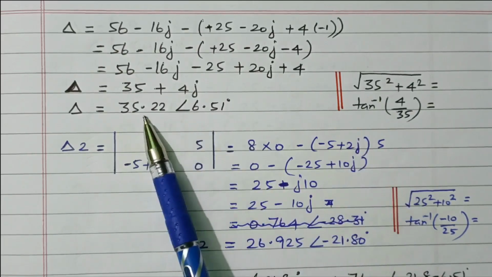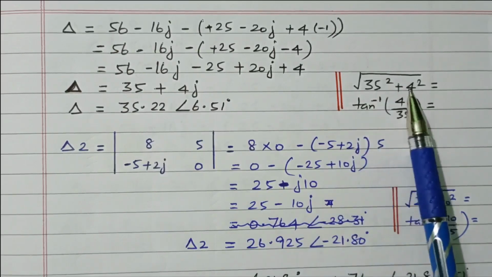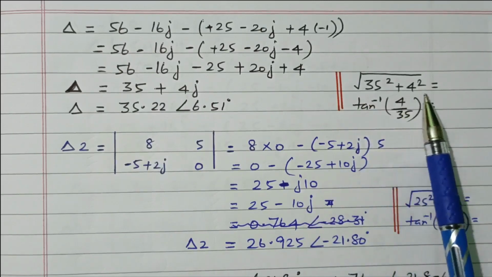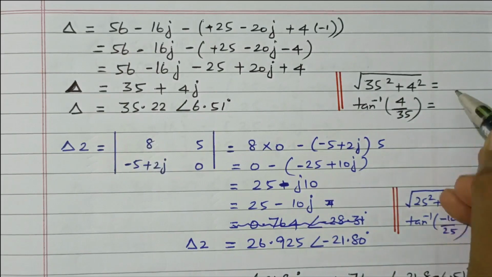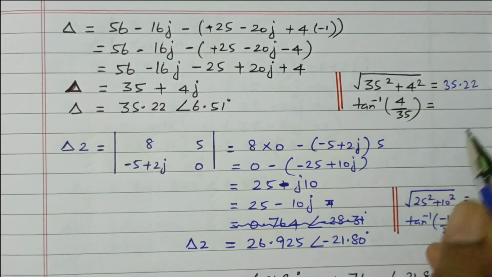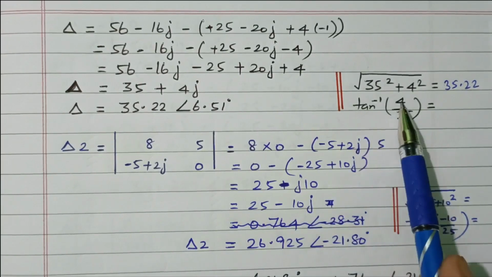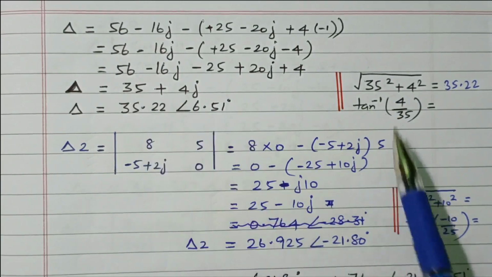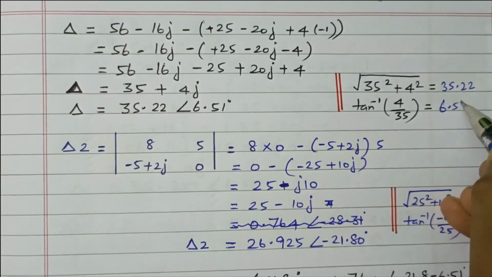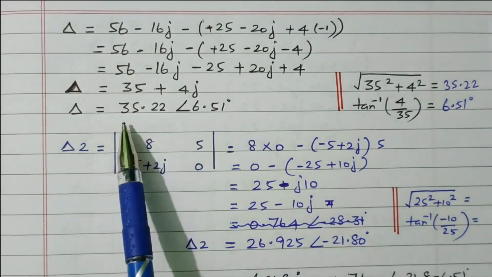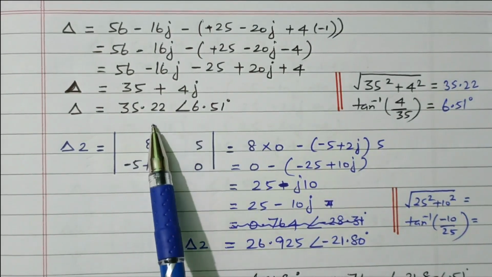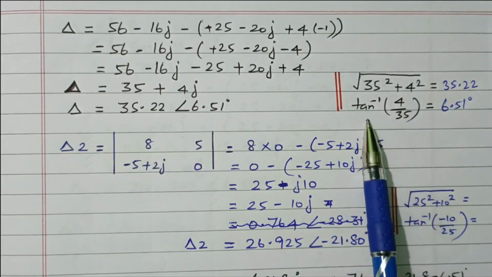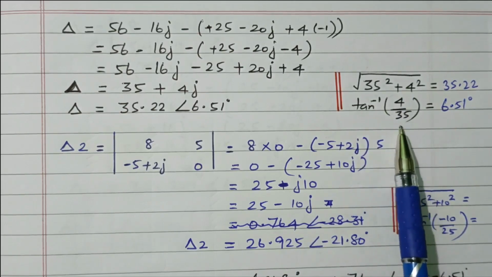Manually, the magnitude is the square root of the squares of the real and imaginary terms, square root of 35 squared plus 4 squared, which is nothing but 35.22. Similarly, the angle is tan inverse of b by a, that is the imaginary term by the real term, tan inverse 4 divided by 35, which is 6.51 degrees. So rectangular to polar you can convert directly from the calculator or manually using this formula: square root of the squares, and angle tan inverse b by a, 4 by 35.